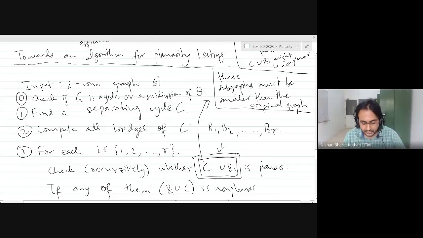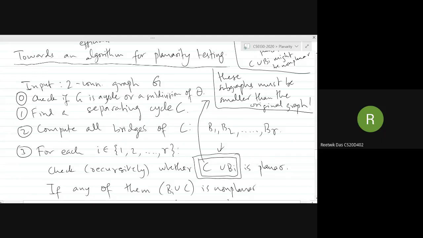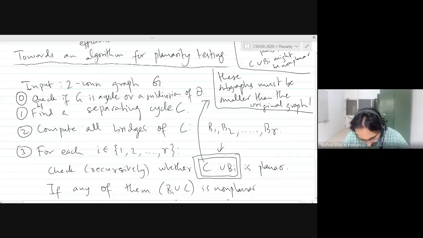In this case, what should we return? If yes, then the graph is planar. Return true. Otherwise, proceed further. Find a separating cycle, which you know exists because the graph is not a cycle or a subdivision of theta. Then you compute all the bridges. You have at least 2 bridges because the cycle is separating.